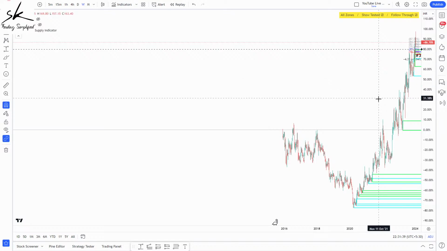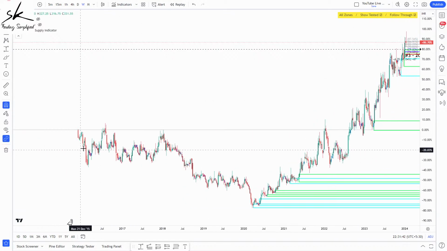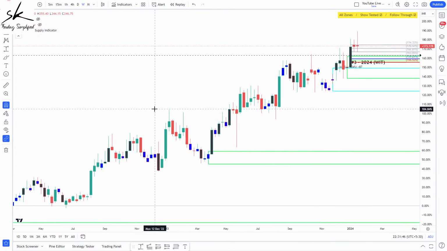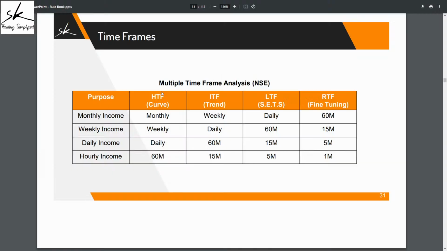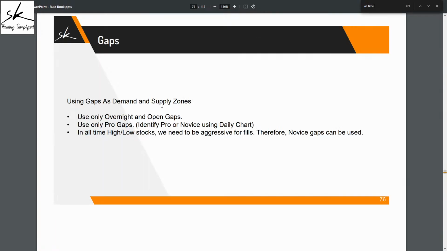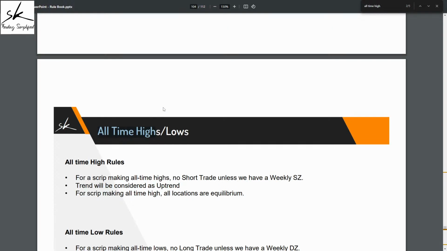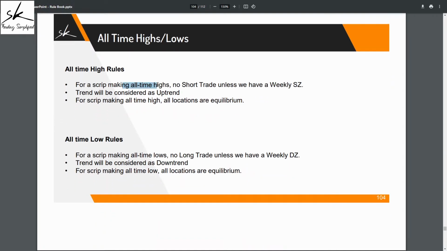So when a symbol is making all-time highs and we don't have any supply zones to draw the curve, then how do we do our curve analysis? For this, we already have the rule in the rule book. So if I go to the rule book and search for all-time highs, the rule is that for a symbol which is making all-time highs, first and foremost, we do not plan a short trade because it is a strong symbol. So we don't want to go against that strength. If you want to plan some short trades, you can start doing that once you start seeing a supply zone on the weekly time frame.